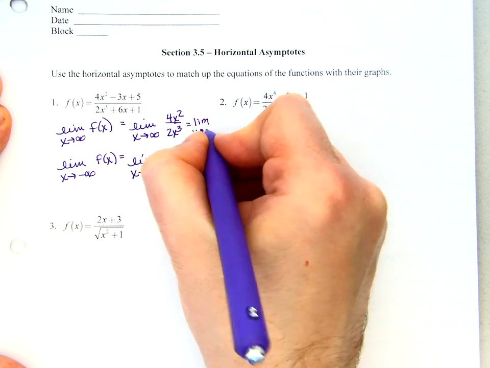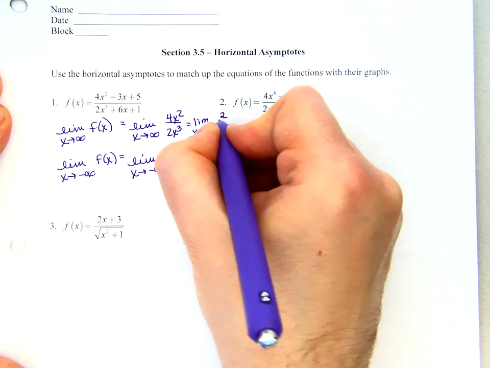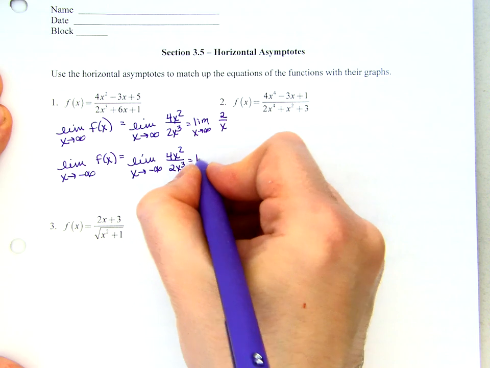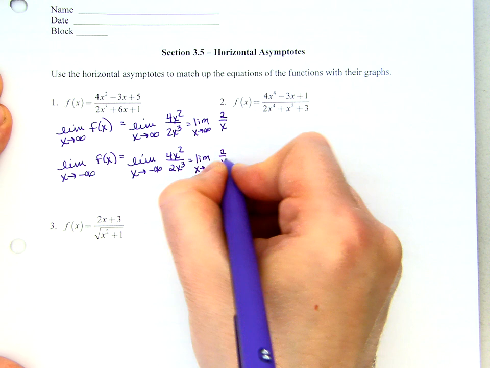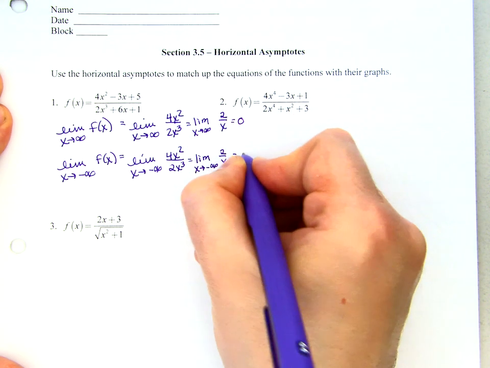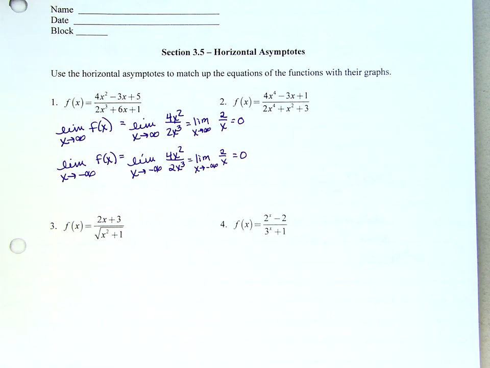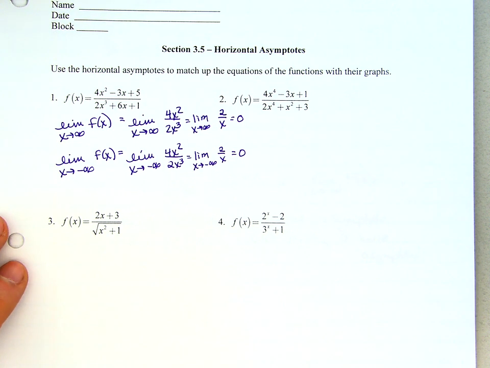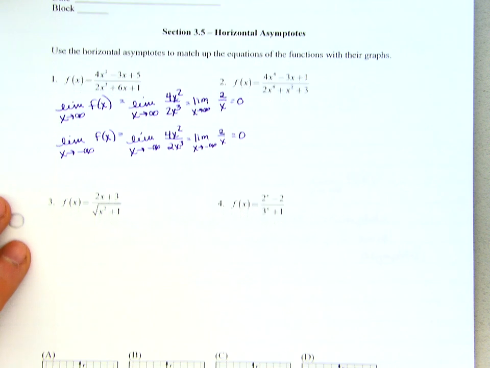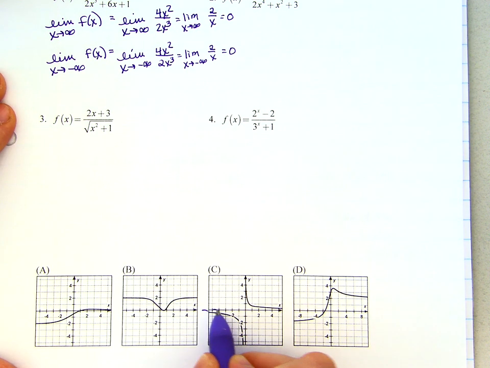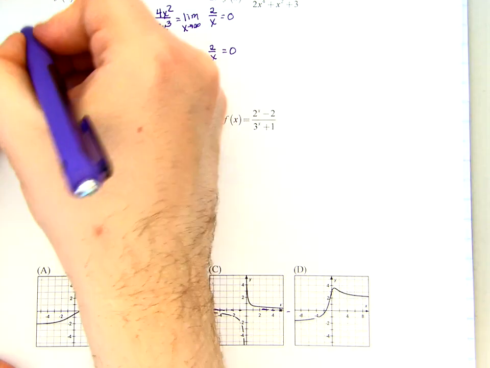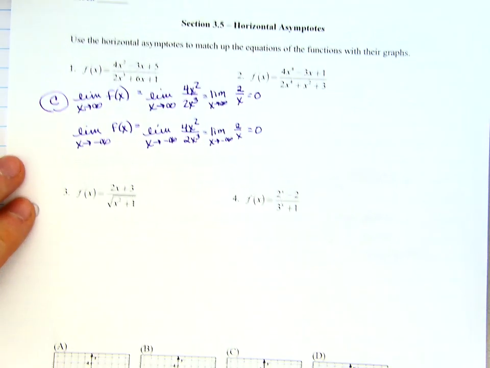This is the limit as x approaches infinity of 2 over x. This is the limit as x approaches negative infinity of 2 over x. Both of those should end up being 0. Do you have a graph that's getting close to y equals 0 on both sides? What letter on the bottom do you think? I think that looks like letter C. Getting close to 0 on the left, getting close to 0 on the right. 1 is going to be C.